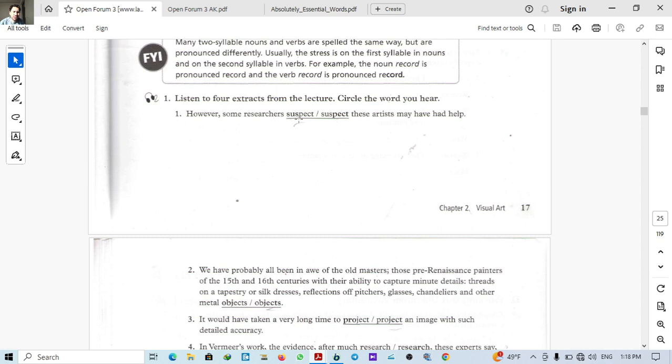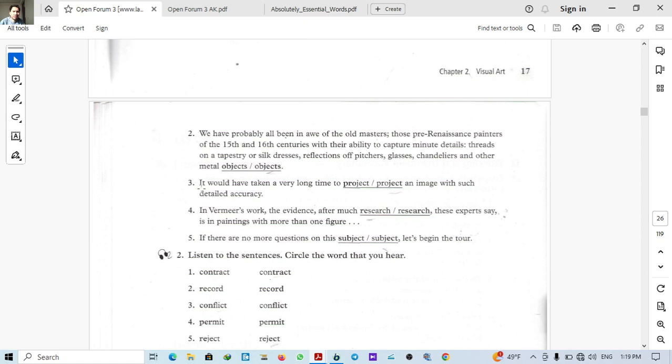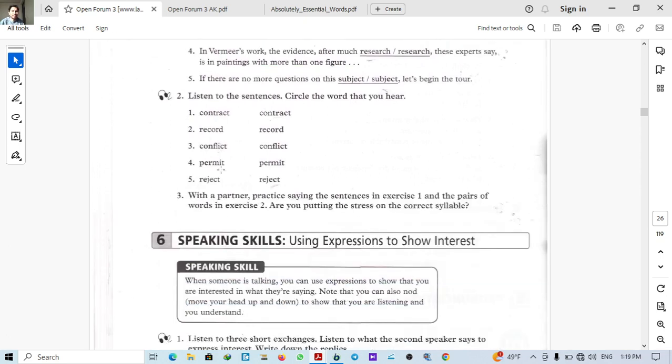Some researchers, so here we have got suspect and suspect. This artist may have had help. So however, some researchers, after researchers, which is functioning as a noun, we have to use a verb. So if you're using a verb, which one is correct? Suspect or suspect? Suspect with stress on the second syllable is correct. Then for number 2, 3, 4, 5, you listen to the audio and accordingly you have to mark which one is correct.